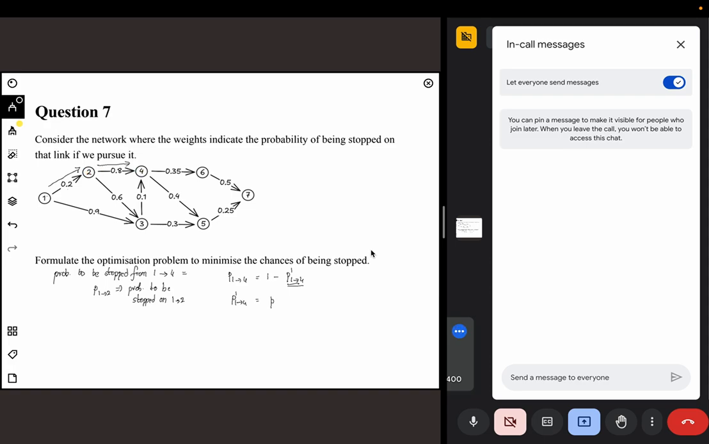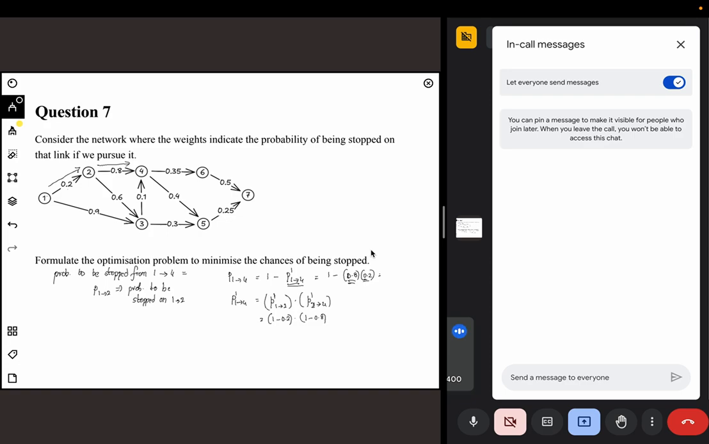So this will be equal to the probability of not being stopped on 1 to 2 multiplied with the probability of not being stopped on 2 to 4. Both should happen, so it should be multiplication, right? What is P prime 1 to 2? It is 1 minus 0.2. And this is 1 minus 0.8. So P1 to 4 will be 1 minus 0.8 times 0.2, some value. So that is the probability of being stopped on the path 1 to 4. So like that, I need to choose the path from 1 to 7 which will give me the least probability of being stopped. The difference between the previous problem and this problem is that now you are having multiplications here.